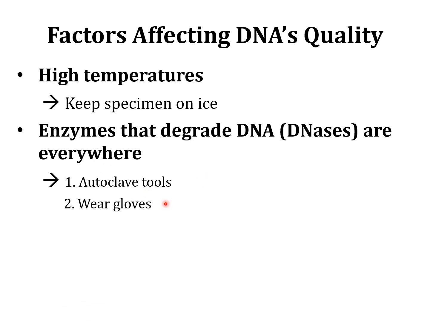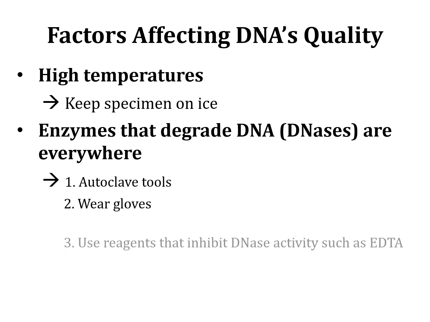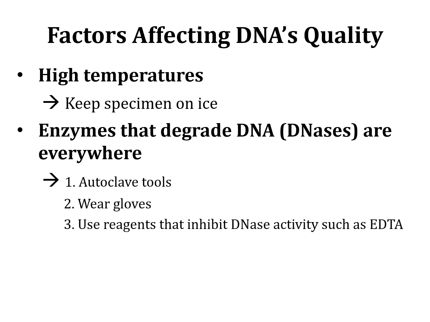We can also wear gloves in case these bad enzymes are present on our bare hands. And what we can also do is add EDTA to our solutions. EDTA is a chemical that interferes with the function of DNases. So we put the EDTA in our sample, and this interferes with the DNases. It takes away an important factor in the function of DNases, so it does not allow it to function properly. So we can add EDTA to our sample, and this will inhibit DNase activity.